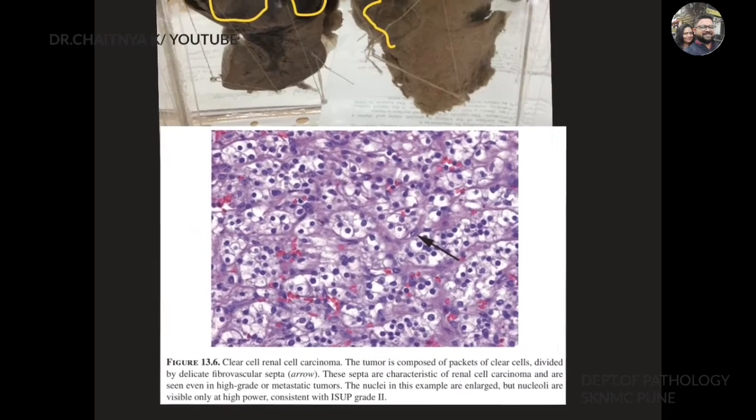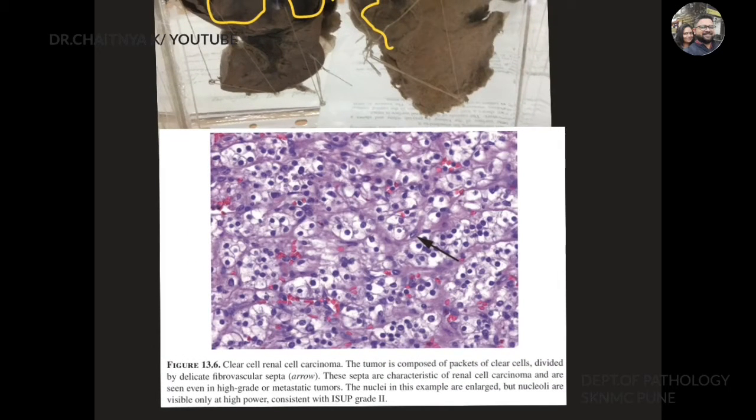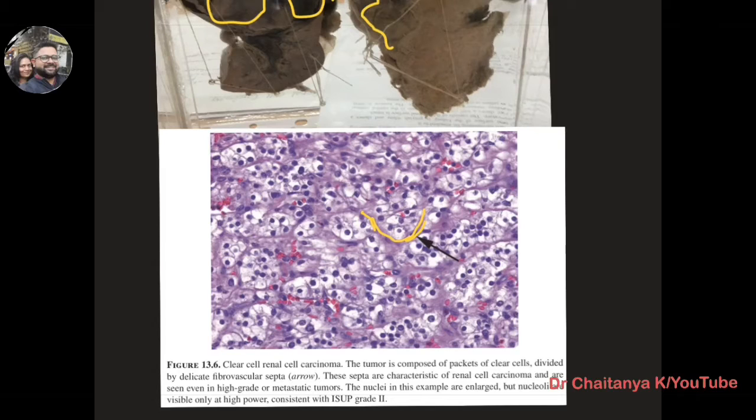The most common histological feature is clear cell carcinoma. In clear cell carcinoma, the important thing is that it is separated by small delicate septa. So these septa are very important to identify. Here you cannot see the nucleoli; nucleoli can be seen under high power. The tumor is composed of packets of clear cells divided by the delicate septa. So the septa are characteristic of this RCC.